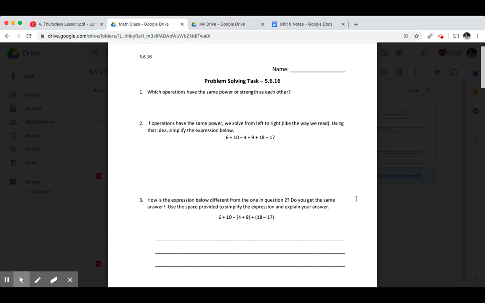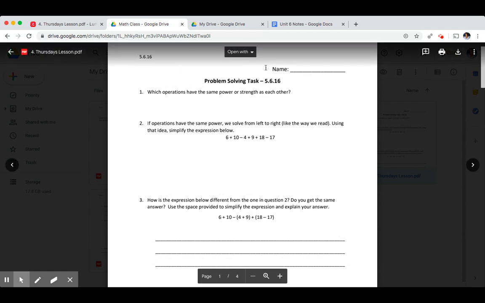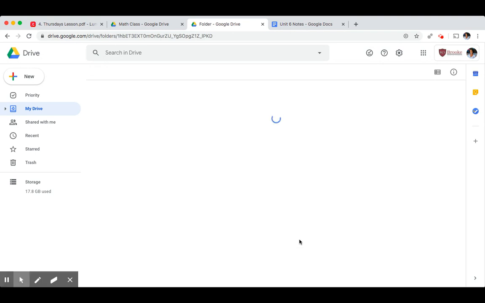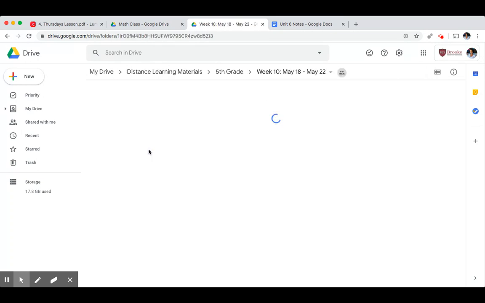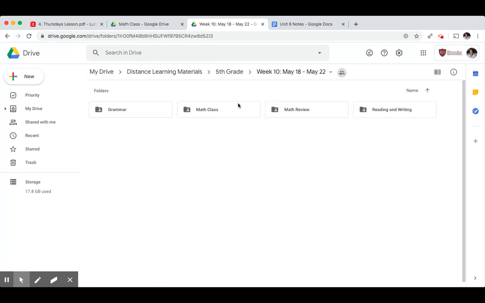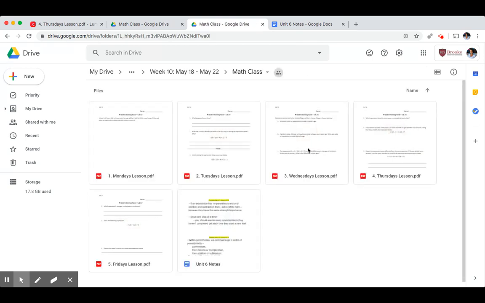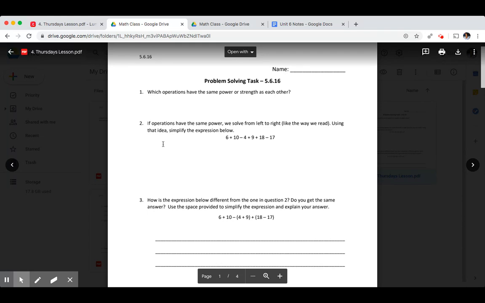To be prepared for this video, you'll need to have scratch paper and a writing utensil, and you'll also need to have Thursday's lesson open on another tab on your computer screen. I'll show you how to find it. If you're in the fifth grade distance learning folder, you'll click on week 10. Then you'll click on math class, and you'll click on Thursday's lesson. Go ahead and gather your materials and come back to this video when you're ready to go.